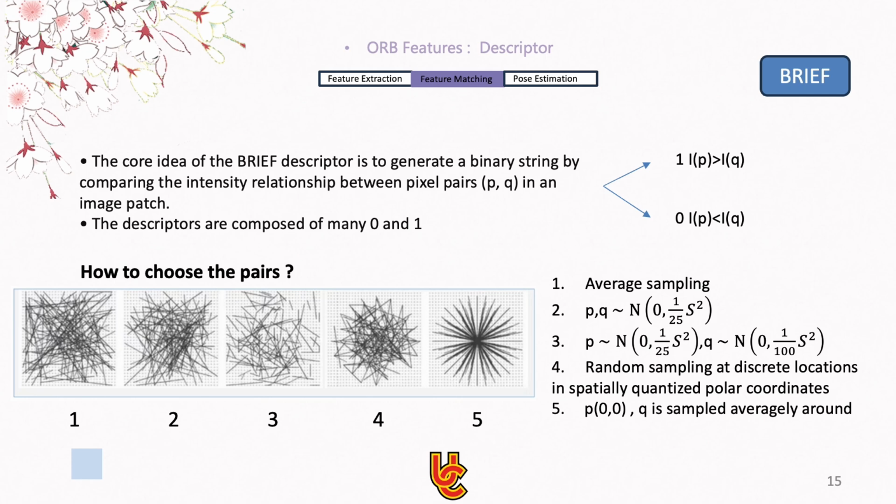For the image patch, there are normally 5 methods. The first is uniform sampling, you can see it in this picture. The second is that P and Q follow a normal distribution with a given standard deviation. The third method is that P and Q have different normal distributions with different standard deviations. The fourth method is random sampling at discrete locations, quantizing the polar coordinates. And the fifth is that P is fixed at (0, 0), and Q is sampled uniformly around it. The picture is like this.